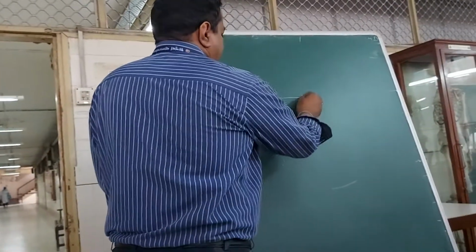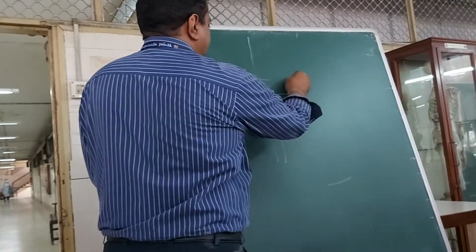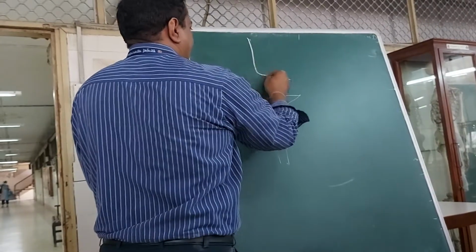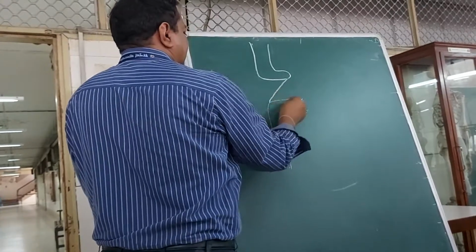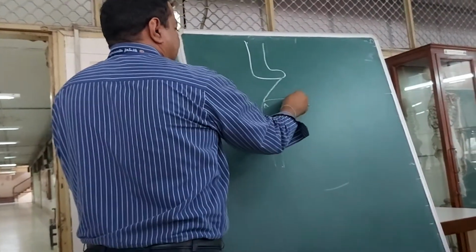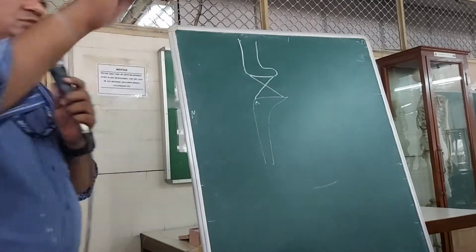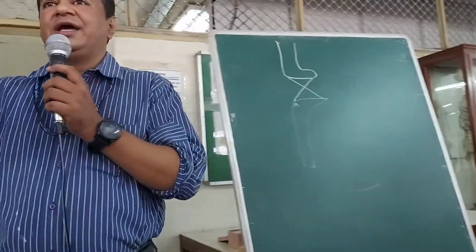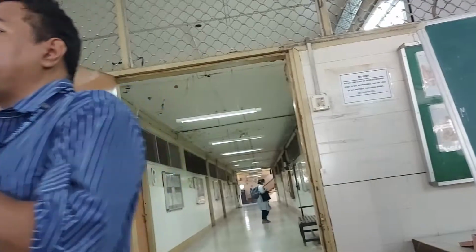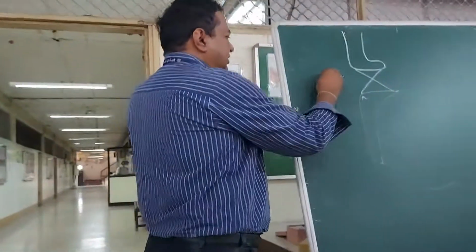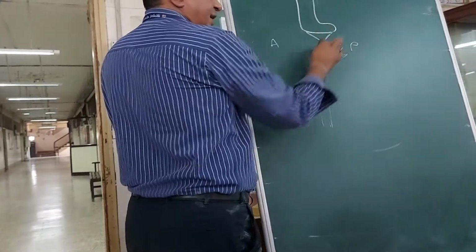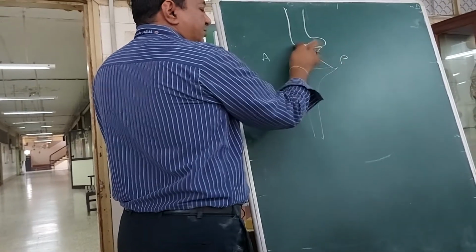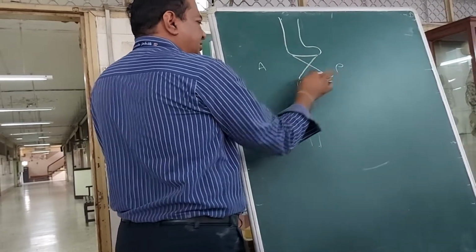Now, if this is the tibia, this is the femur, anterior cruciate goes like this, posterior cruciate goes like this. Cruciate ligaments are named as per their origin from the tibia. So this is anterior, this is posterior. On the femur, the anterior cruciate attaches posteriorly, and the posterior cruciate attaches anteriorly on the femur, but its origin is from the tibia.